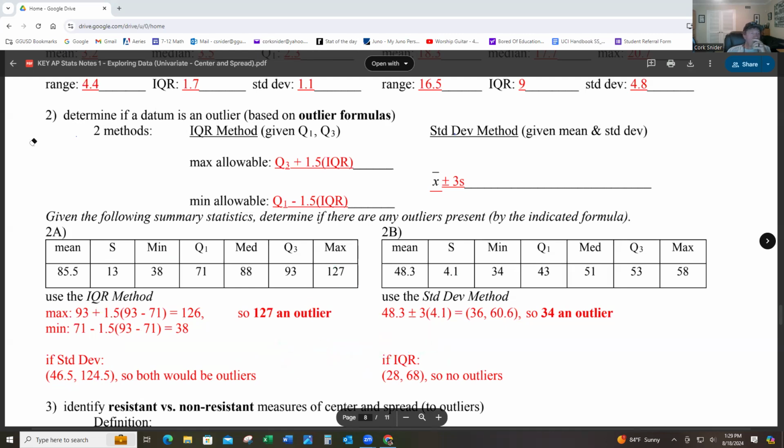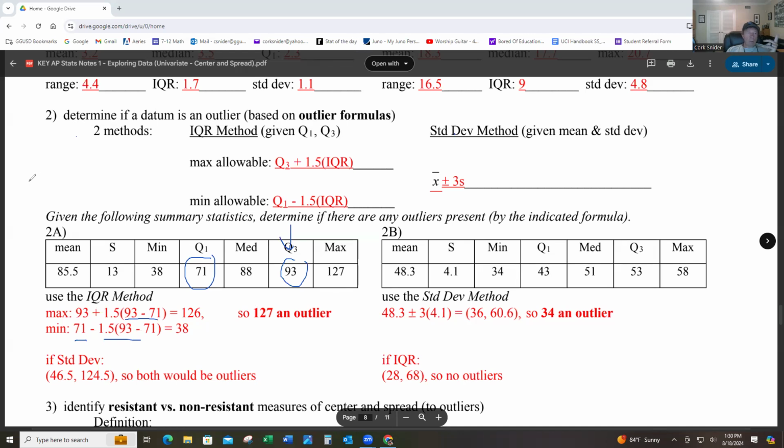Now, let's go to the other method. So you're going to go Q3 right here, minus Q1. That is 22. That's right here. You see it? And you're going to multiply it by 1.5 twice. And you're going to go 93 plus that sum and 71 minus that sum. So you get slightly different answers, 126 and 38. In this case, you would say only the max is an outlier. There may be more than 127, but that number is an outlier. 38 barely meets the requirement for not being an outlier.